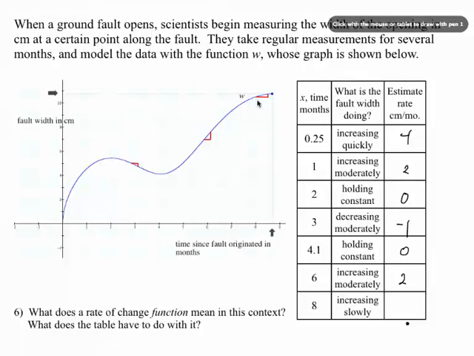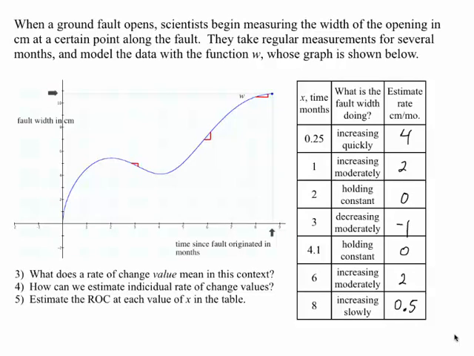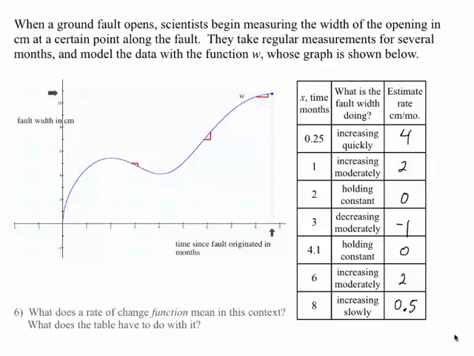Okay, any questions? Are these the estimates we had? Okay. So we did number 5. We estimate the rate of change at each x value in the table. We're estimating the rate of change. So number 6.